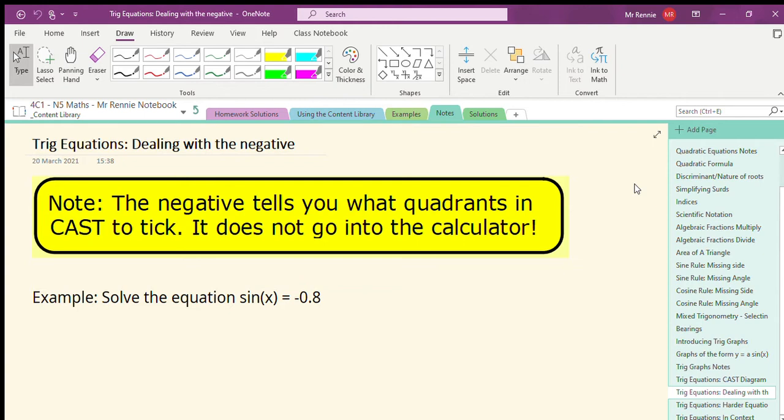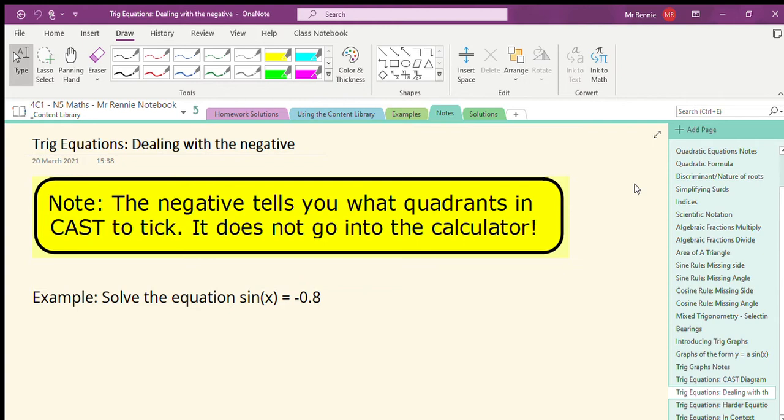The main thing is that when we deal with the calculator part in the question, once we've ticked our quadrants and we know which part of the graphs we're going to find our answers in, the negative does not go into the calculator. That is a mistake that a lot of people make year in, year out, no matter how many times I think every teacher in Scotland tries to tell them. It's just something that you have to try and avoid. The negative never goes into the calculator. You're never going to do sine inverse of a negative number, or cos inverse of negative, or tan inverse of negative. I'll show you how we can deal with that looking at a couple of examples.